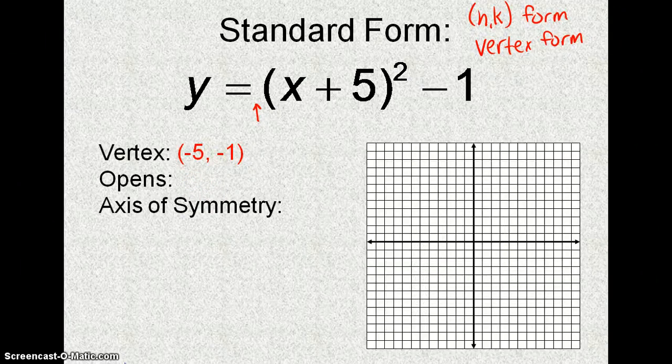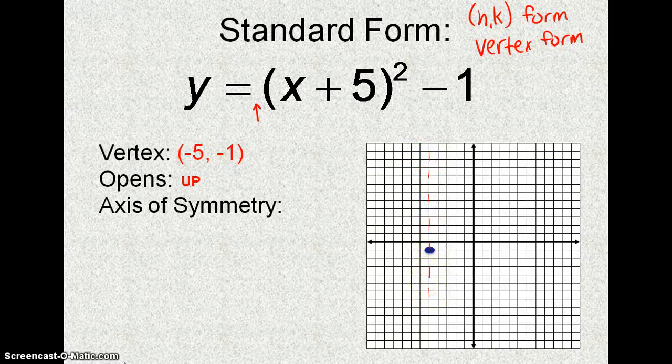So you want to graph that vertex point, negative 5, 1. Now you're thinking, this opens up. So I'm going to go up this way with my graph. So I need to figure out what's my axis of symmetry.